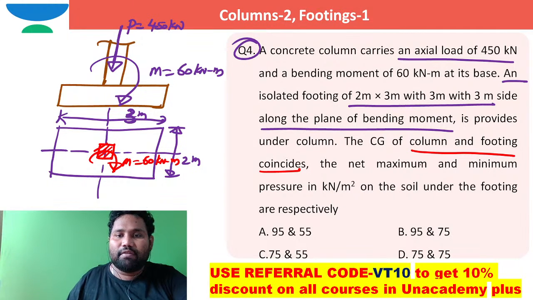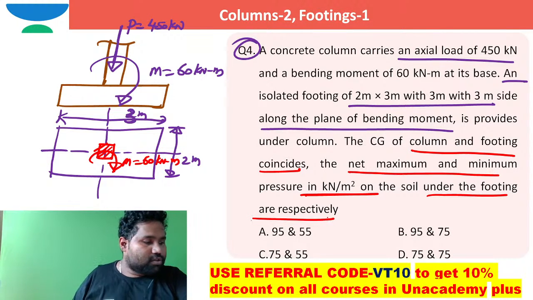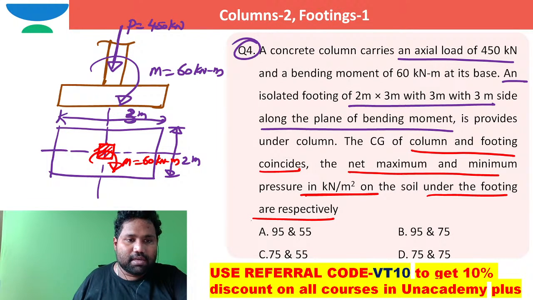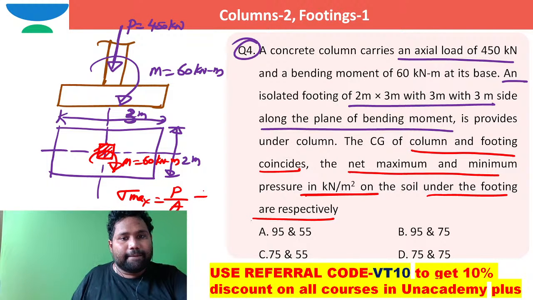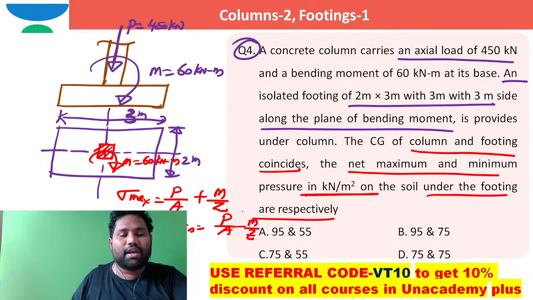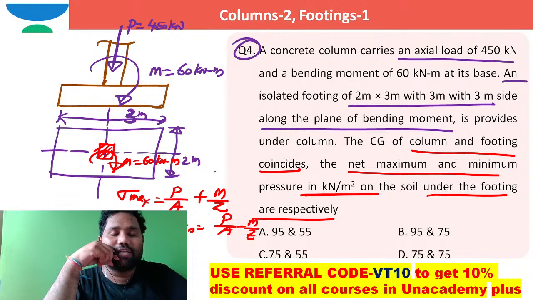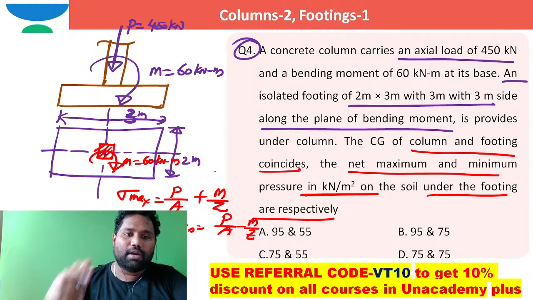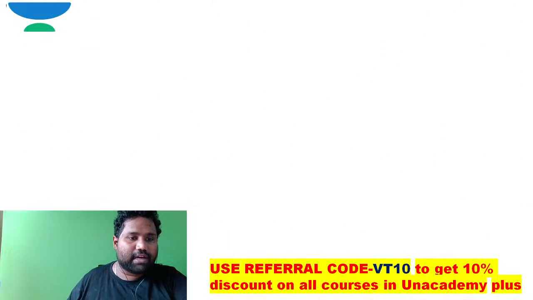With the CG of the column and the footing coinciding, they are expecting the net maximum and minimum pressure in kilonewton per meter square on the soil under the footing. So they are expecting maximum stress and minimum stress. Maximum stress, sigma max, is equal to P by A plus M by Z. Minimum stress, sigma minimum, is P by A minus M by Z. If you are able to substitute these concepts of resultant stress correctly, the problem is over. Now to answer this one, let me take another slide.